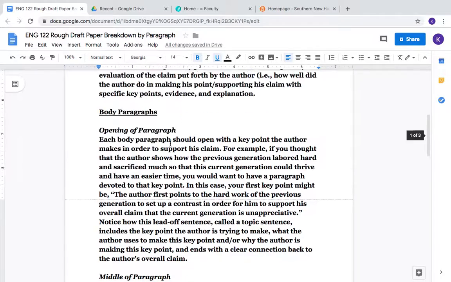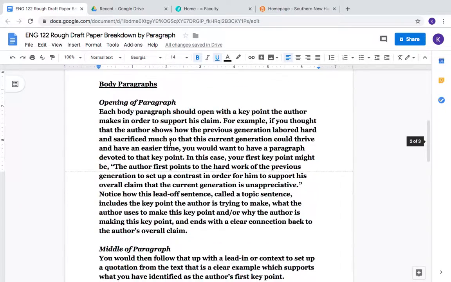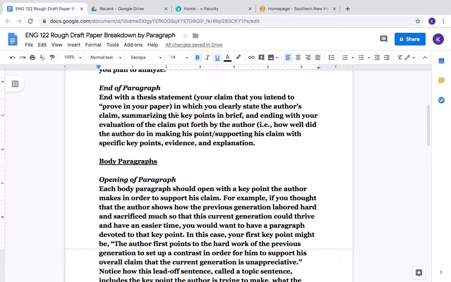Right, so you're going to end your intro with your thesis statement, and you're going to clearly state the author's claim, summarizing key points, and ending with your evaluation of the claim put forth by the author. How well did the author do in making his point, supporting his claim with specific key points, evidence, and explanation? So you might say something to the effect of, the author effectively argues that... Just inserting that word effectively lets the reader know that your claim is he did a good job.